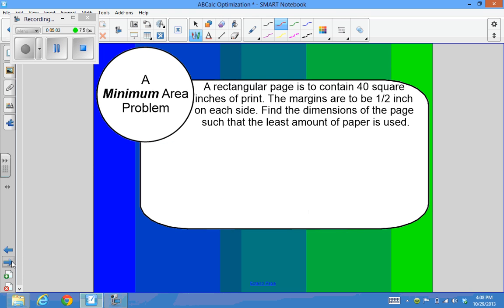Okay, we have a minimum area problem. Instead of a max, we're going to look at a min.